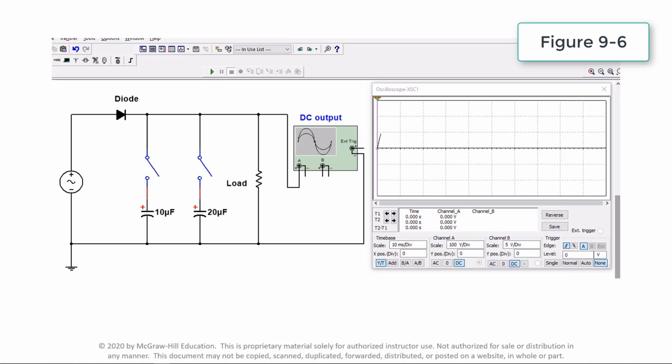With no capacitor in the circuit, we see just the positive half cycles of the sine wave. Adding the 10 microfarad capacitor smooths out some of the ripple, and adding another 20 microfarad capacitor smooths out the ripple even more.